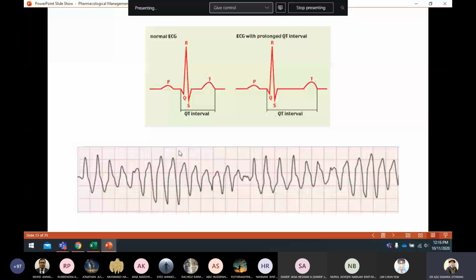Extrapolating from that, if it's any worse than QT prolongation, anybody can tell me what that is? The ECG reading from the bottom there? Okay, very good. So that's your torsades de pointes.